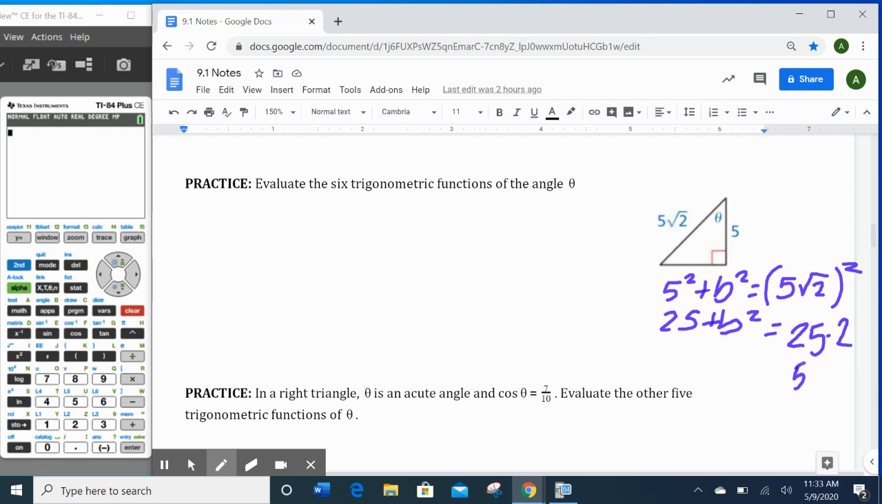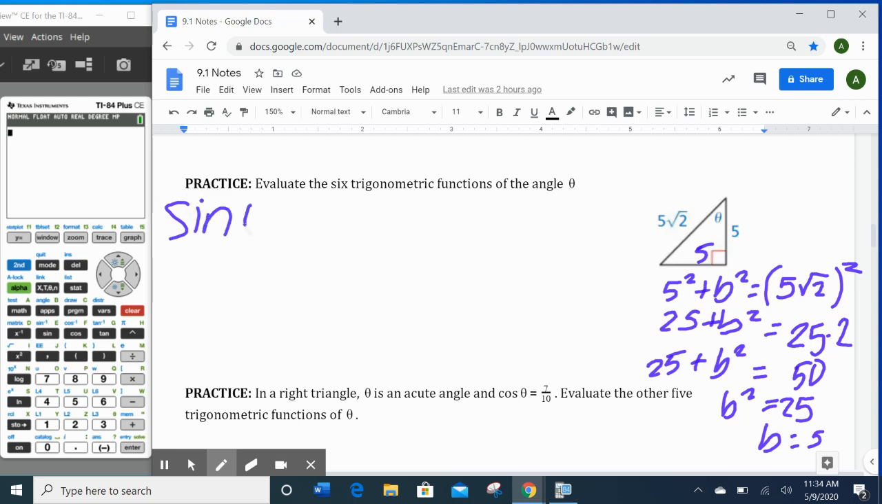So 25 times 2, which is 50. So 25 plus b squared equals 50, b squared equals 25, and b is 5. So both legs of this triangle are 5. So I'm going to evaluate the 6 trig functions.